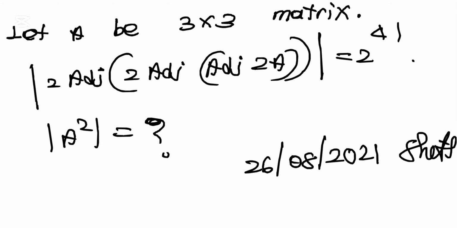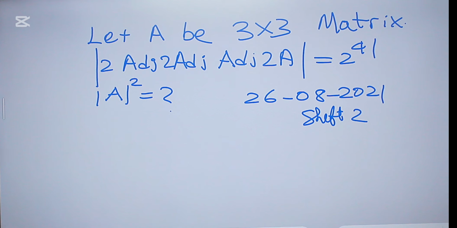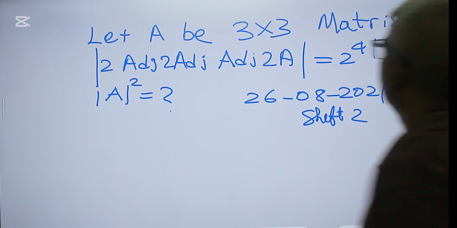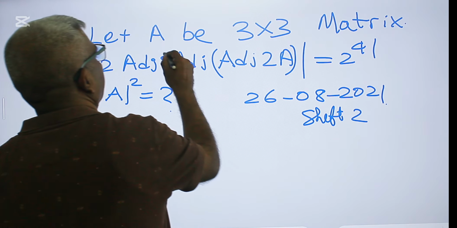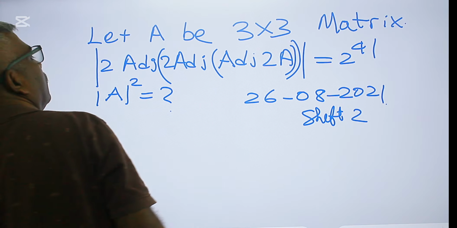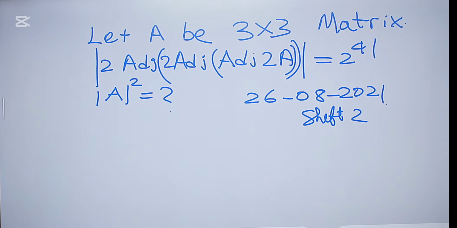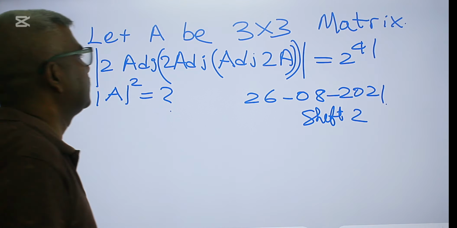In this lesson we are going to see a JEE Main maths question. Now look at the question. Let A be a 3x3 matrix, then determinant of 2 adjoint A is equal to 2 power 41. Then find the value of the determinant of A squared. It is a July 2021 question. It is a very simple question.